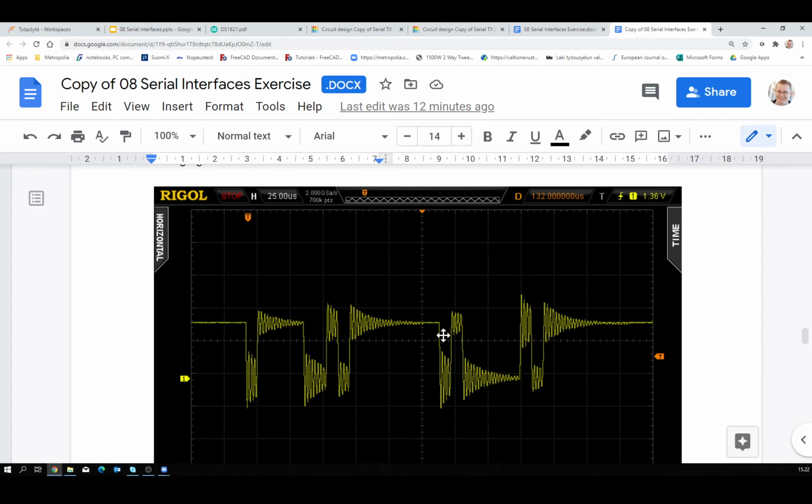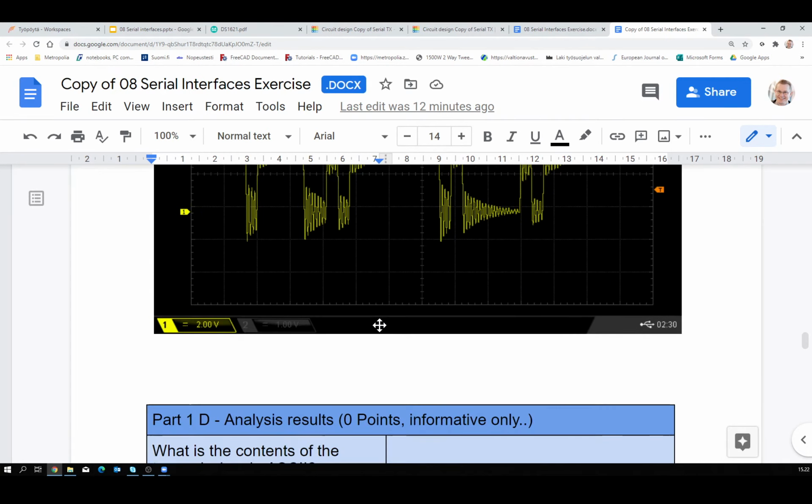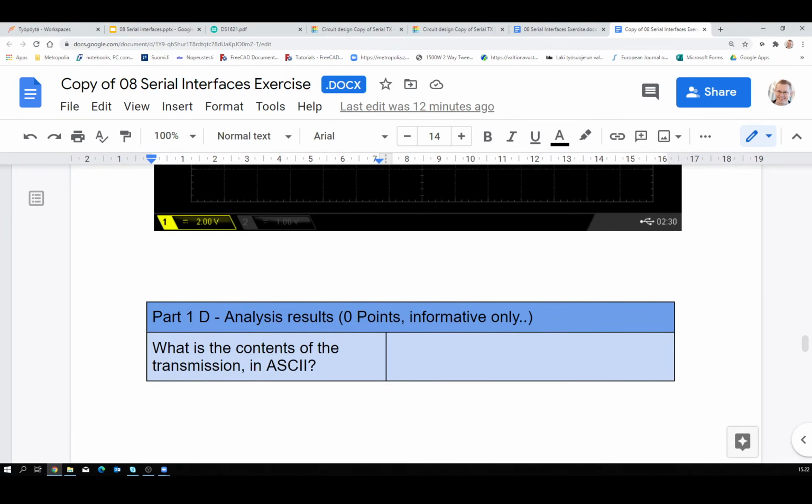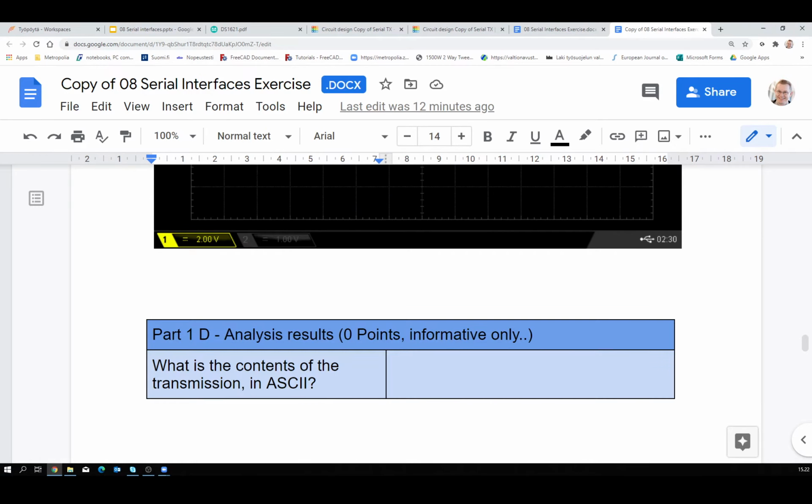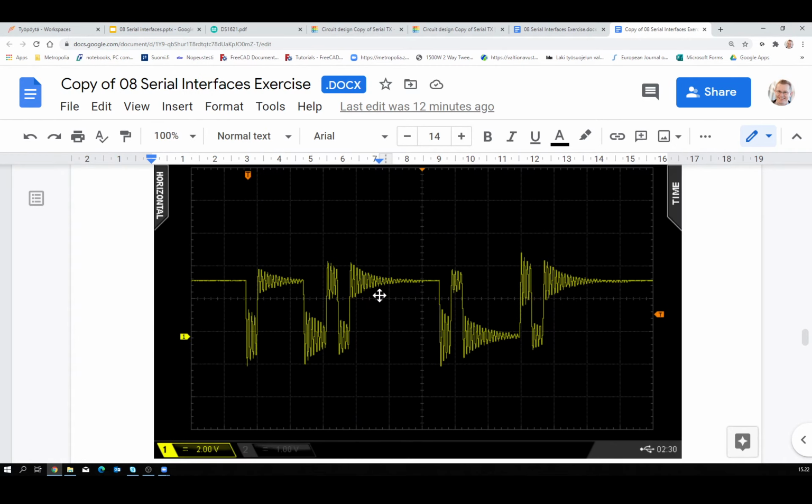So practically, well, this doesn't give you any points, but it's quite interesting if you can still interpret the contents of this transmission also. Challenge yourself. So in bad transmission line, the signal may look actually something like that. Lots of ringing.